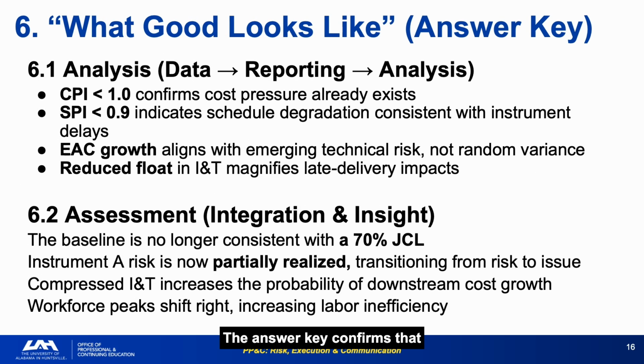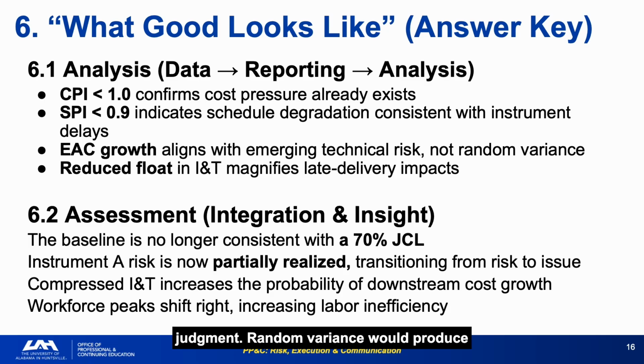The answer key confirms that CPI below 1.0 indicates existing cost pressure. SPI below 0.9 indicates schedule degradation consistent with instrument delays. EAC growth aligns with technical risk realization rather than random variance. And reduced INT float magnifies late delivery impacts. The phrase "EAC growth aligns with emerging technical risk, not random variance" is the key analytical judgment.